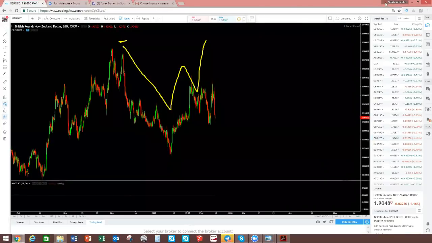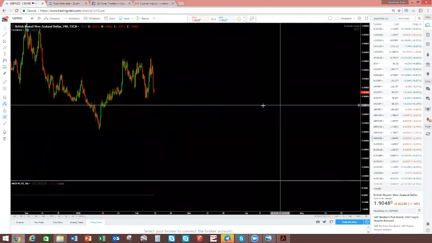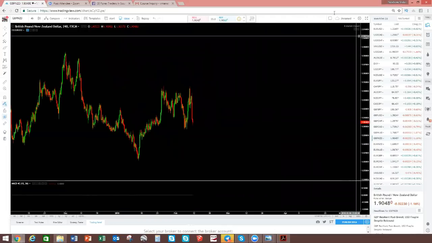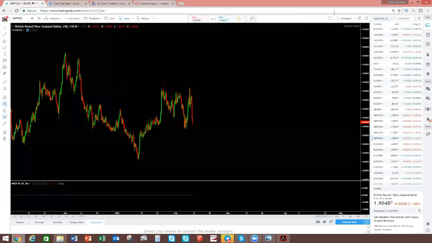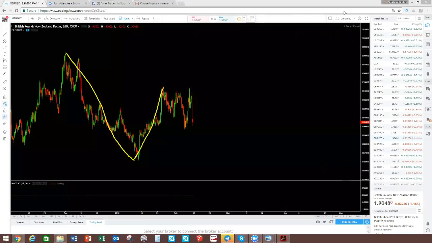So pound New Zealand has made an interesting structure. If you remember what I said on pound US dollar CAD, a truncated C wave impulse. You have 1 here. You're anticipating that you're going to have 1, 2, 3.